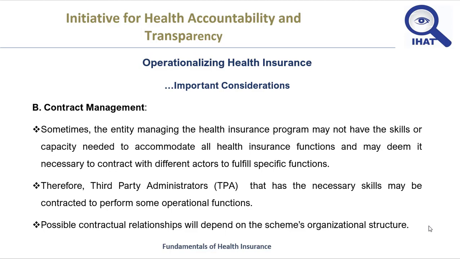A second important consideration under operationalizing health insurance is to look at the contract management. Sometimes, the entity managing the health insurance program may not have the skills or capacity needed to accommodate all health insurance functions, and may deem it necessary to contract with different actors to fulfill specific functions. Therefore, third-party administrators, that is the TPAs, that have the necessary skills may be contracted to perform some operational functions. Possible contractual relationships will depend on the scheme's organizational structure.